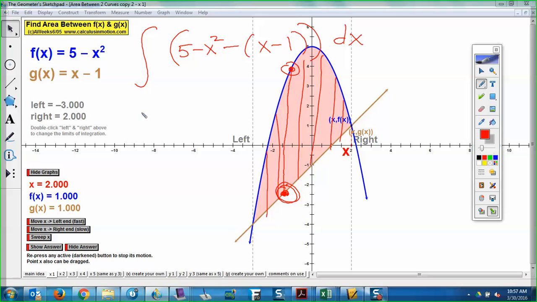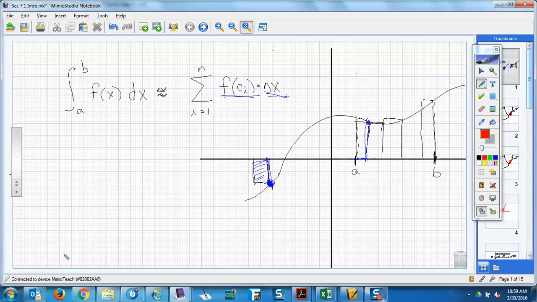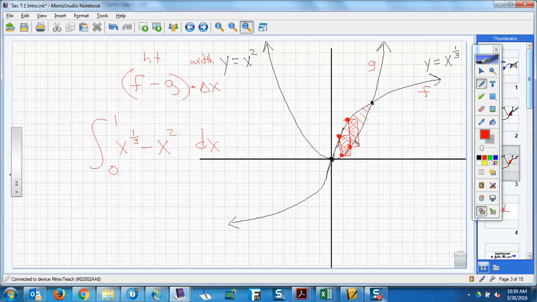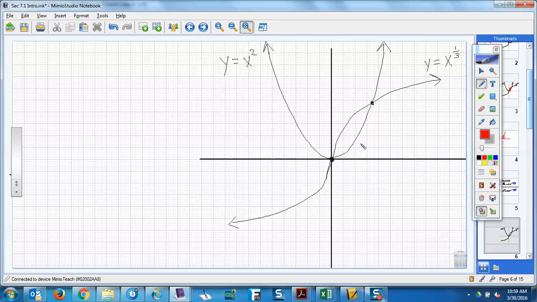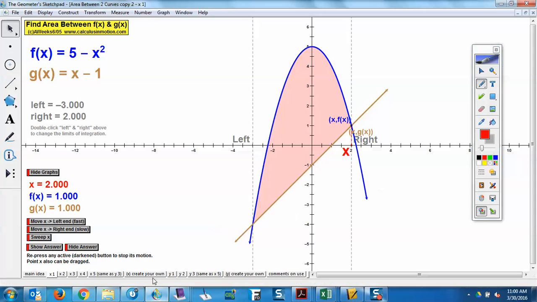Go back to my very first picture. And by the way, this will go from where to where? Well, what's it say here? Negative 3 to 2. And that will be that red area. Because what are we doing? Our integral is an adder. That's what it does. It adds up these areas. So we're going to add up these vertical strips. Now, back to this one.